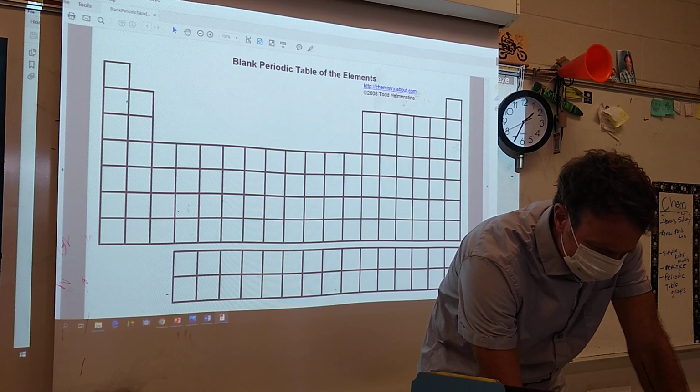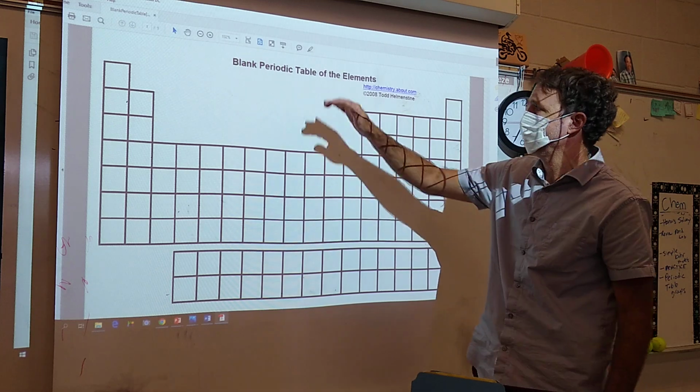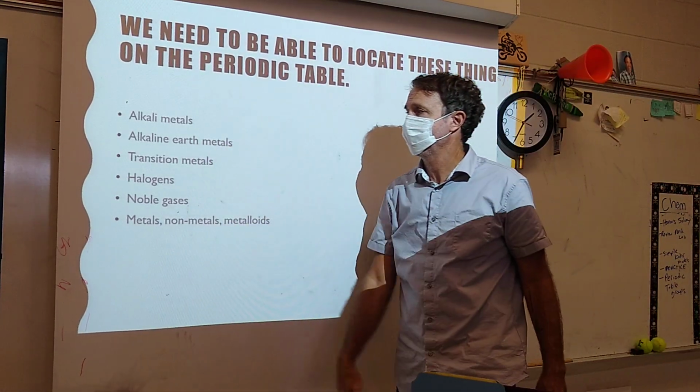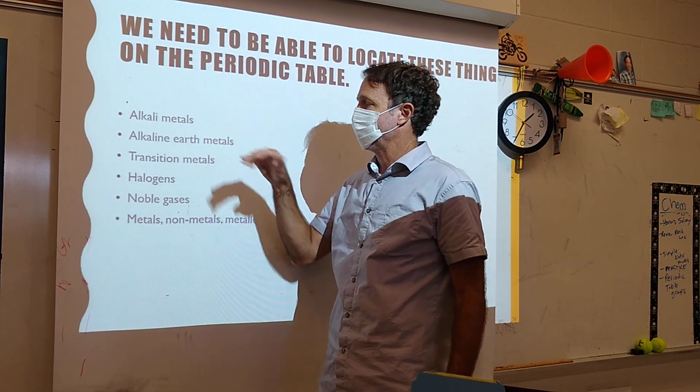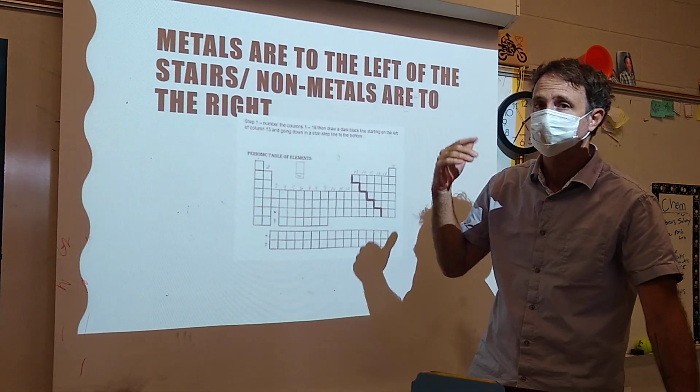All right. First things first, periodic table by group. These are things that we're going to need to know about the periodic table. The alkali metals, alkaline earth metals, transition metals, etc. We're going to go through them right now, and I'm going to speak quickly.